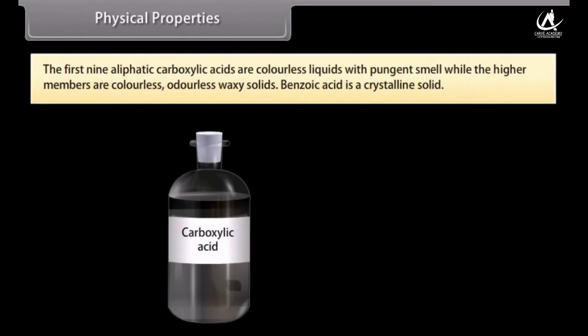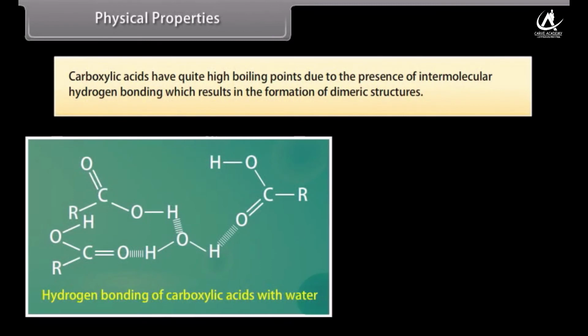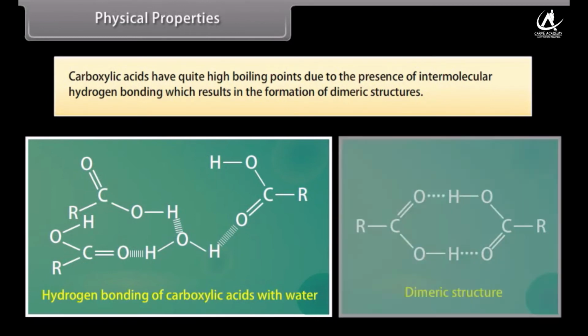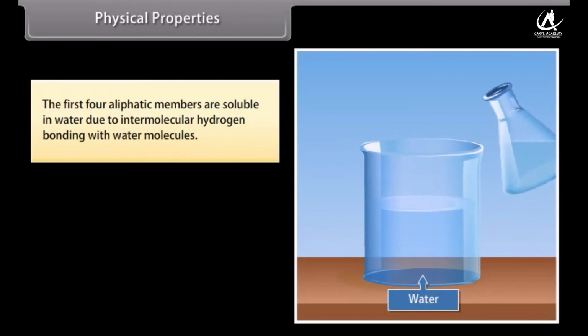Physical properties. The first 9 aliphatic carboxylic acids are colorless liquids with a pungent smell, while the higher members are colorless, odorless, waxy solids. Benzoic acid is a crystalline solid. Carboxylic acids have quite high boiling points due to the presence of intermolecular hydrogen bonding, which results in the formation of dimeric structures. The first 4 aliphatic members are soluble in water due to hydrogen bonding with water molecules.